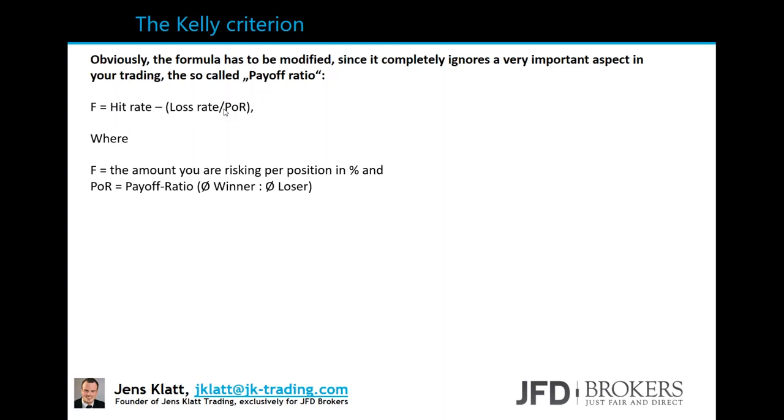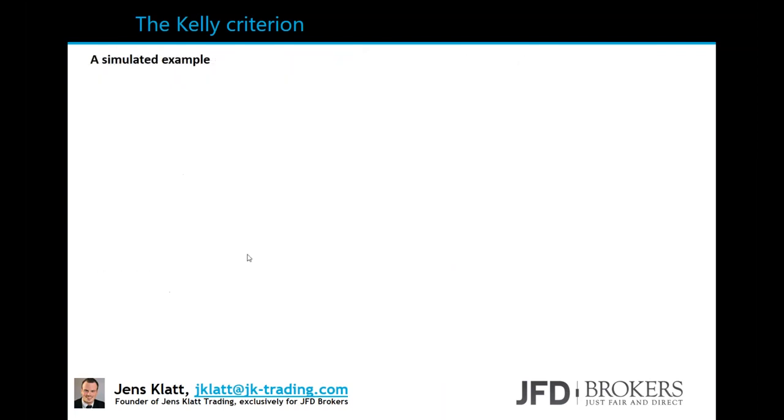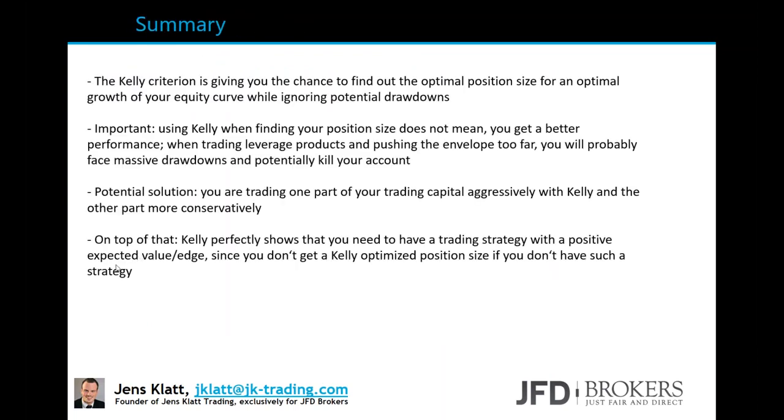So obviously the expected value is negative here. So if you fill in 0.4 and you subtract 0.6, you get a negative result. You can't use Kelly anymore. And this is something we already mentioned, what this summary is about. So Kelly perfectly shows that you need to have a trading strategy with a positive expected value, respectively, you have to have an edge. If you do not have an edge, you don't get a Kelly optimized position size.